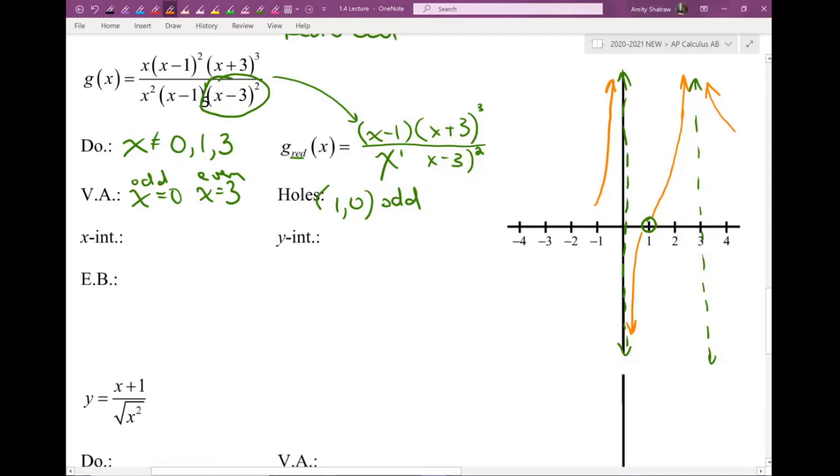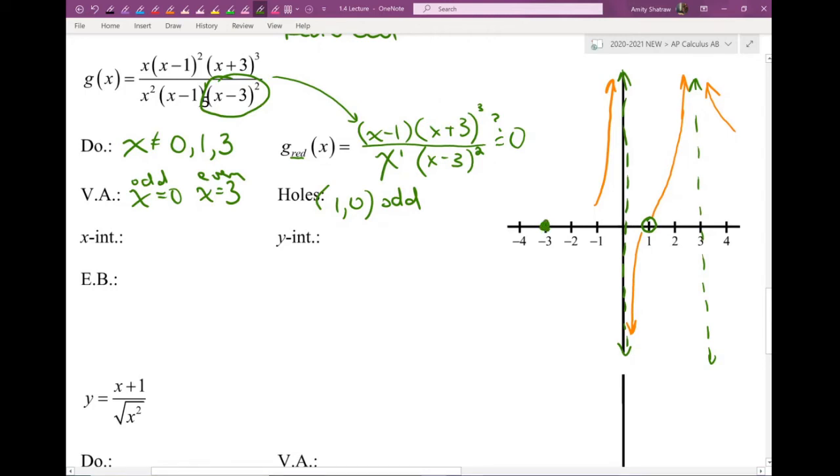For example, I'm curious about an x-intercept. How could I make all of this be equal to 0? Is there a way for me to do that? Well, yeah, I could definitely make there be a 0. Here's one thing I could do: I could plug in a negative 3. If I plugged in a negative 3 on the top, then negative 3 plus 3 is 0. So I definitely have an x-intercept right here.